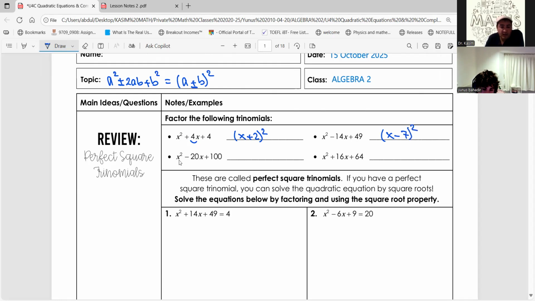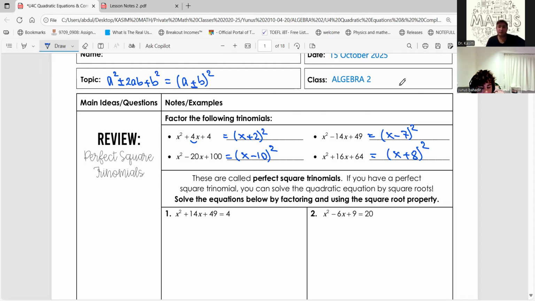And how about 20? x squared is a perfect square. 20 divided by 2 is 10, and 10 squared is 100. So it's also a perfect square. I can write it as (x minus 10) squared. And how about this? Let me also write equal symbols here. And 16 divided by 2 is 8, and 8 squared is 64. Then it's also a perfect square. That's equal to (x plus 8) squared. Okay? Now read it.